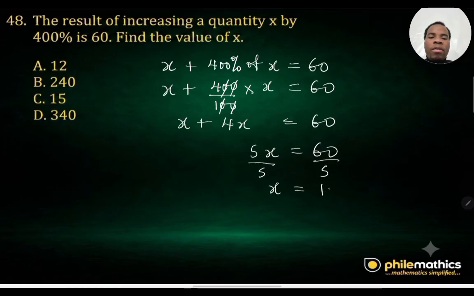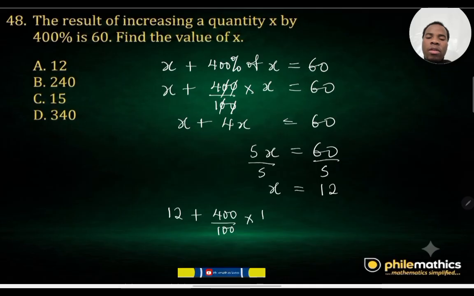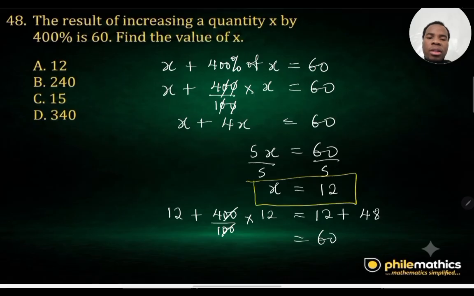I will have x to be 12. If you want to verify your answer to show that 12 is the correct answer, 12 plus 400% of 12, which is 400 over 100 times 12. 0 can cancel 0. I will have 12 plus 4 times 12 is 48. And this gives us 60. It then means that x equals 12 is the answer we are looking for, and that's A.